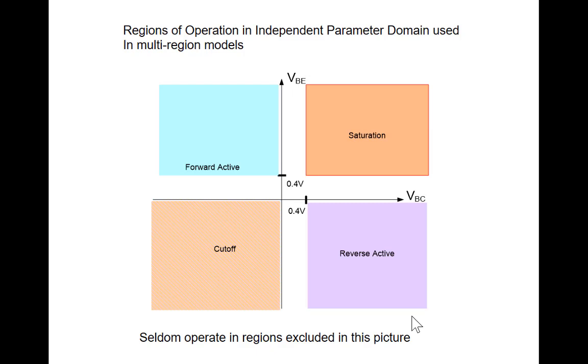So now I'm plotting the regions of operation of the transistor in the VBE VBC plane. Those were the independent variables. And we saw that when both junctions were reverse biased, that is, when the VBE is negative and VBC is negative, it's in cutoff. We've got an expression for that. And then we said when VBE was above 0.4 volts and the base collector junction was reverse biased, we're in the forward active region.